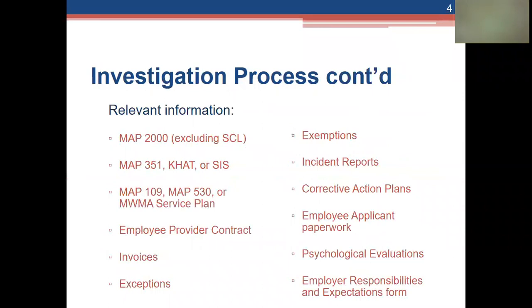Other documents that you can include or may be requested are the MAP 2000, the MAP 351, KHAT, SIS, Life Story Participant Summary, MWMA Service Plan, Employee Provider Contract, invoices, exceptions or exceptional support requests, family member exemptions, incident reports, CAPS, employee applicant paperwork, participant psych evaluations or other clinical evaluations, the employer responsibility and expectation form, and other relevant documentation pertaining to the complaint. Please keep this list so that you know what could be required in the packet.